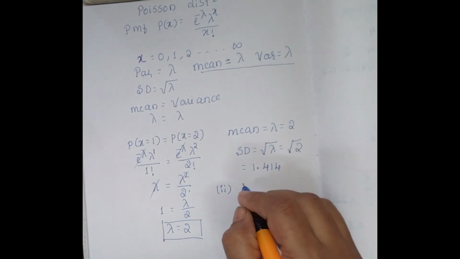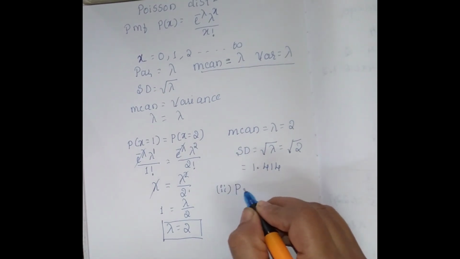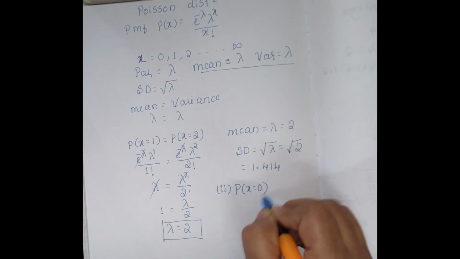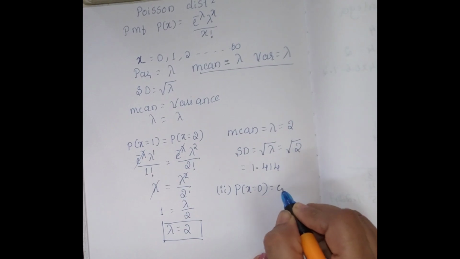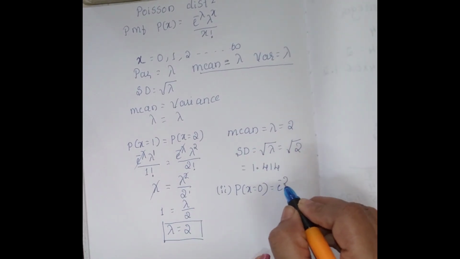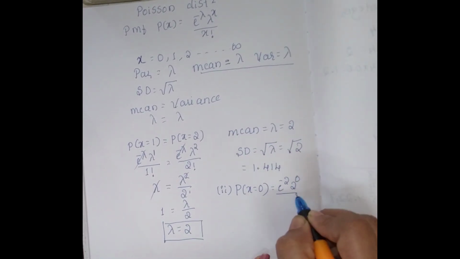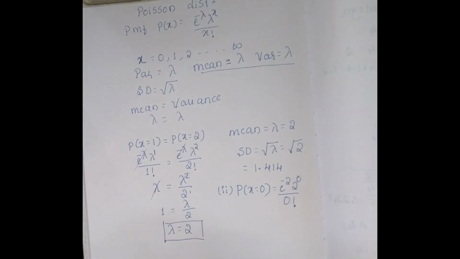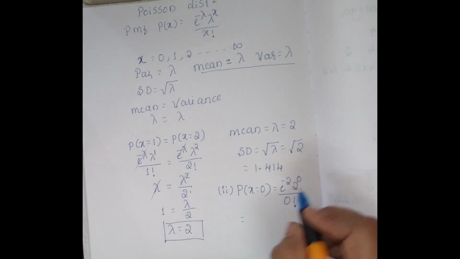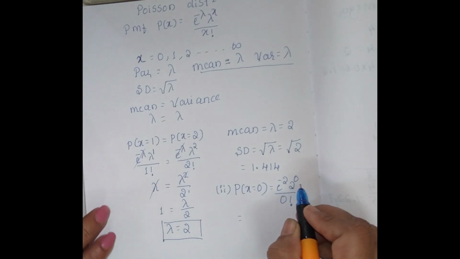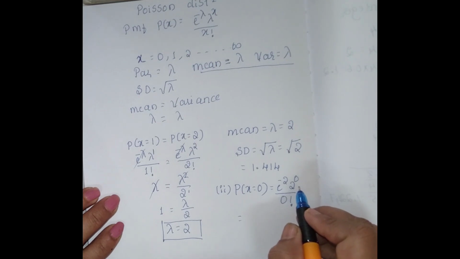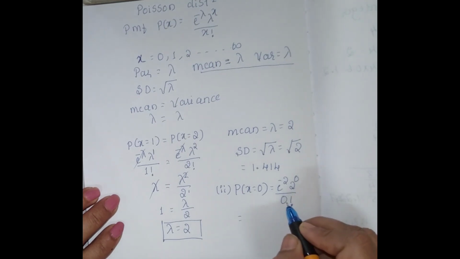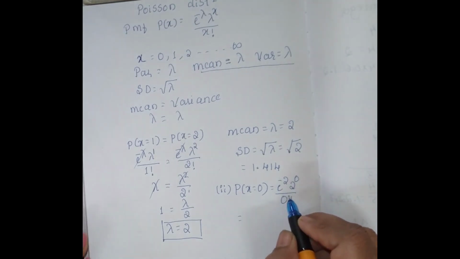The second one, that is probability of x equals 0. The first probability term you have to calculate. e to the power, we know that one, minus 2, 2 to the power 0 divided by 0 factorial. Then 2 to the power 0 is 1. Anything raised to 0, according to mathematics, is 1. Divided by 0 factorial, which is also 1.